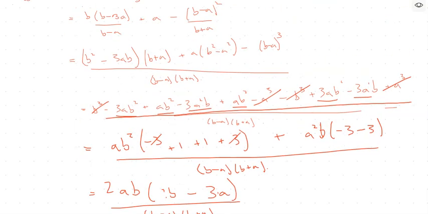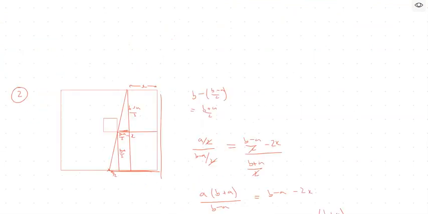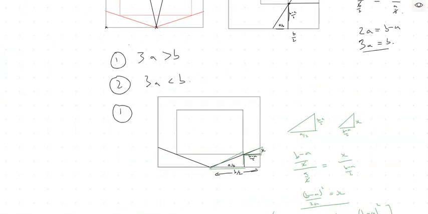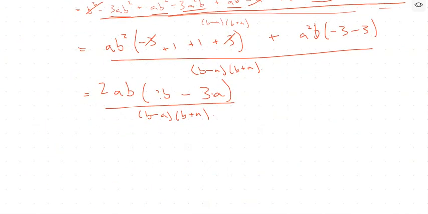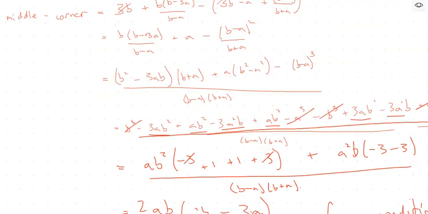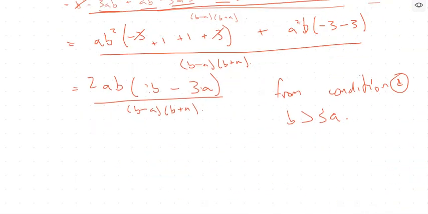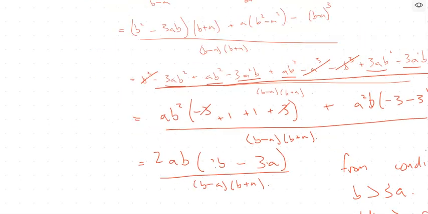What about b minus 3a? Let's find our original condition. b minus 3a. We're doing condition 2. So from condition 2, b is bigger than 3a. So that means that the middle is therefore better than the corner, which is what we thought it probably would be. Good, okay. So hopefully all that makes sense.